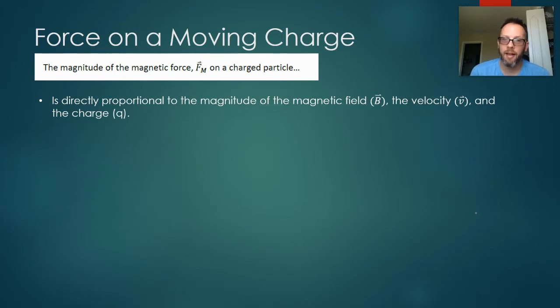What's interesting is that the force a charge experiences is actually directly proportional to its velocity, how fast it's going. So if you double the speed of a charged particle, it experiences twice the force. That's pretty cool in a magnetic field. And it also depends on the charge of the particle. Because it's directly proportional, if you double the charge in this magnetic field, that charge would experience double the force. So it's directly proportional to these things.